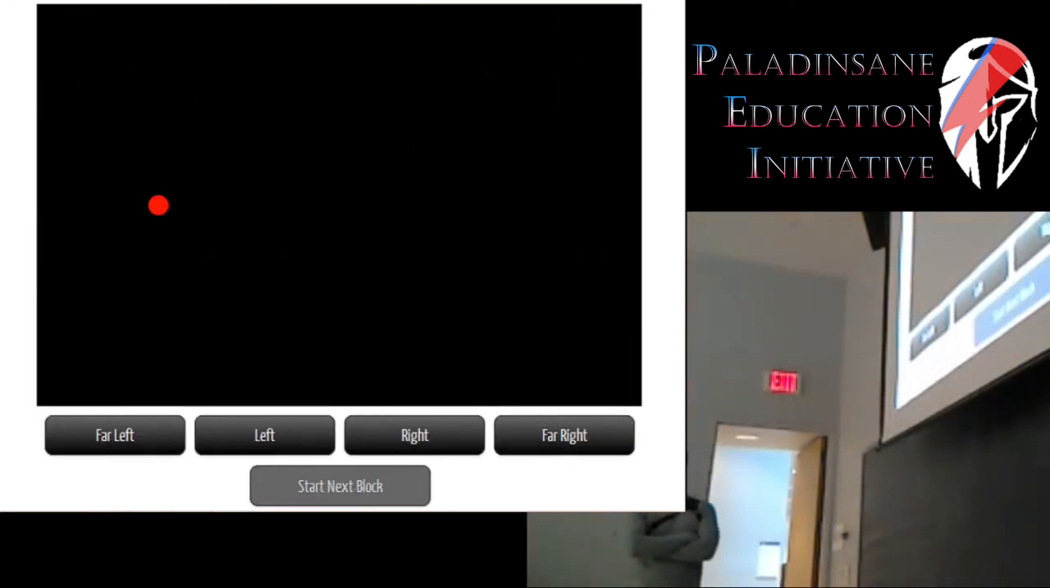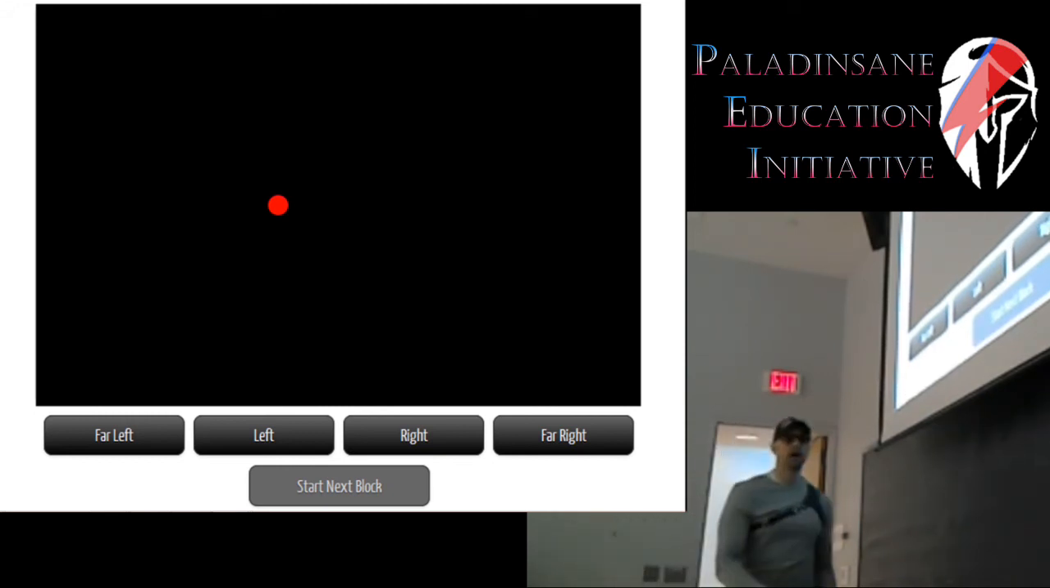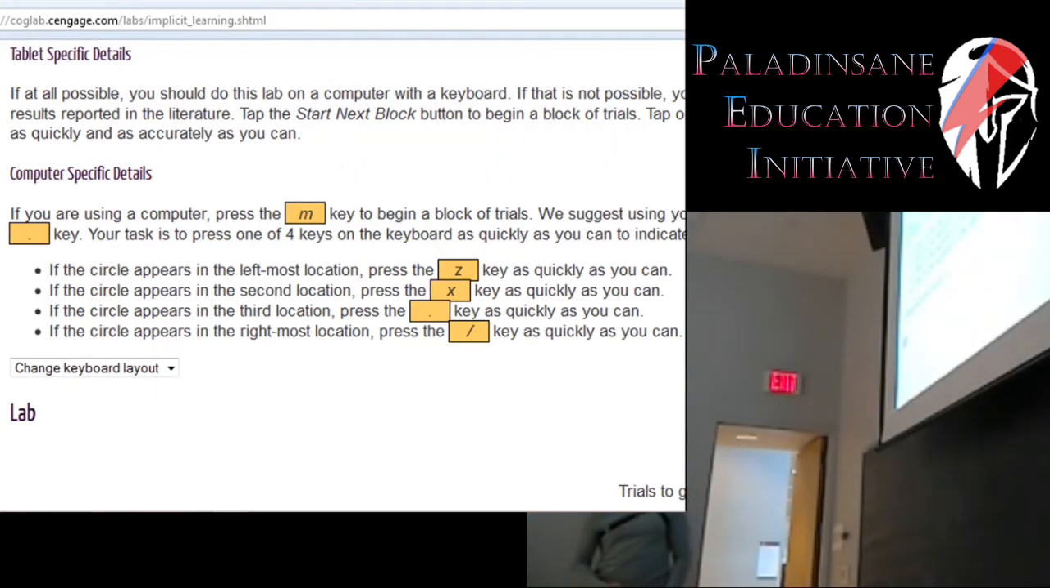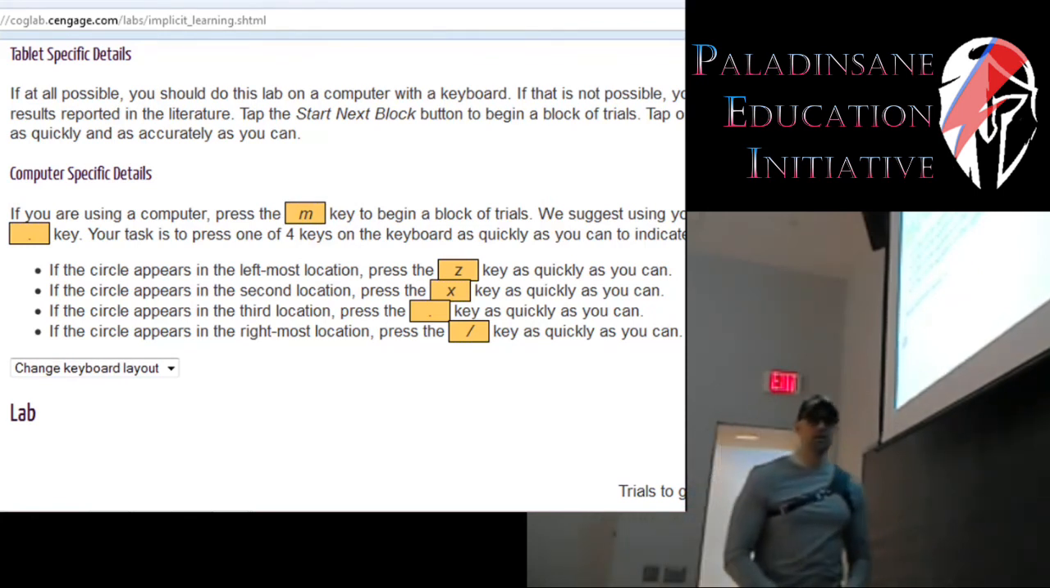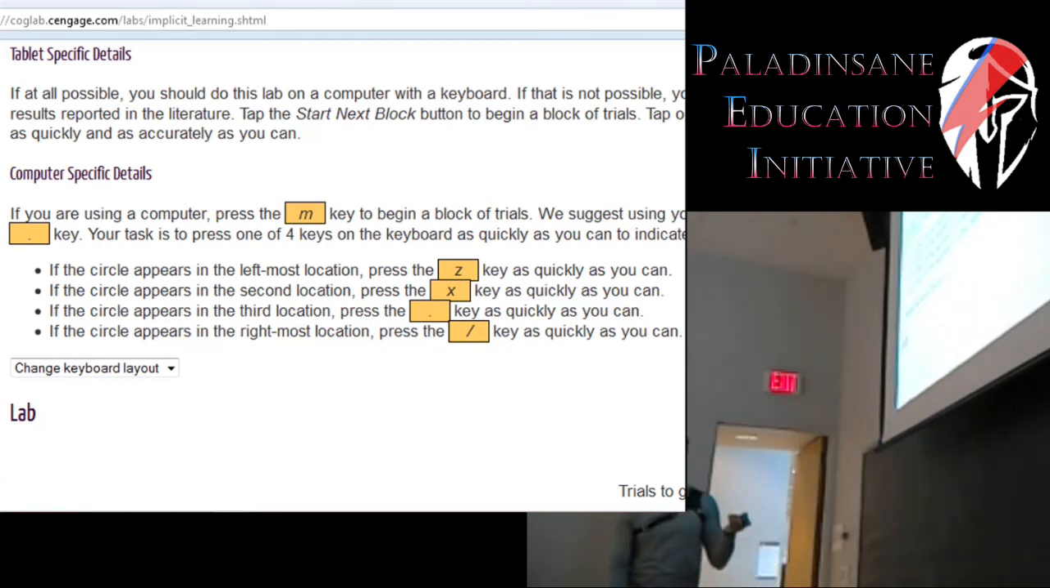So you would have a display like this. So we have far left, we have right, we have far right, and then we have left. And as quickly as you could, you would have to indicate where that dot was by pressing the corresponding location. You can do it with a mouse, but they also had keyboard shortcuts, and those keyboard shortcuts were right here. So if it appears in the leftmost location, you press Z. If it appears in the second location, press X. Third location, you press the dot. And rightmost location, you press the backslash. So those were the rules. And you were trying to do this as quickly as you could.